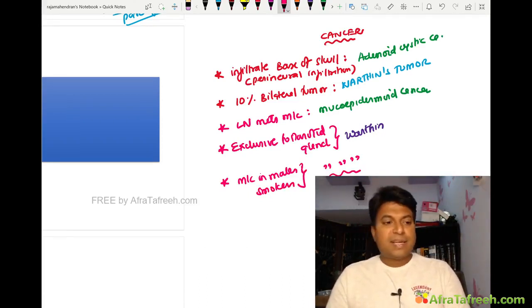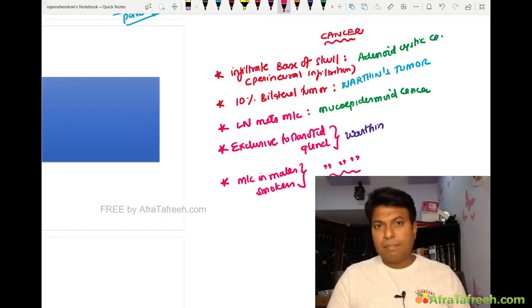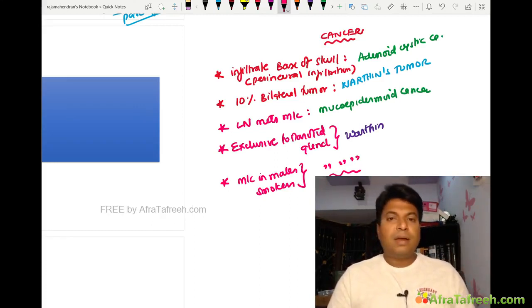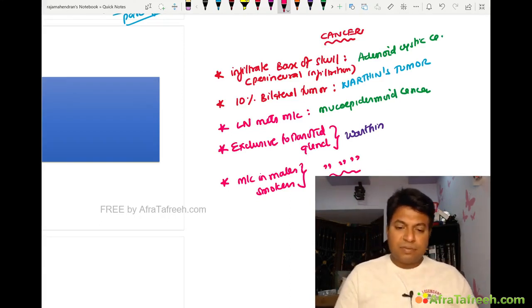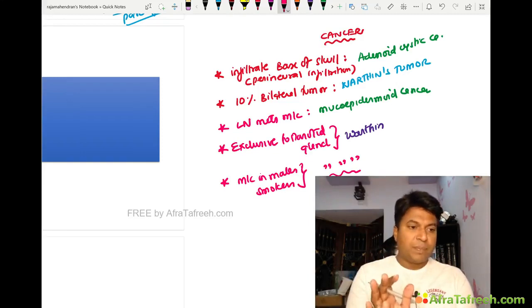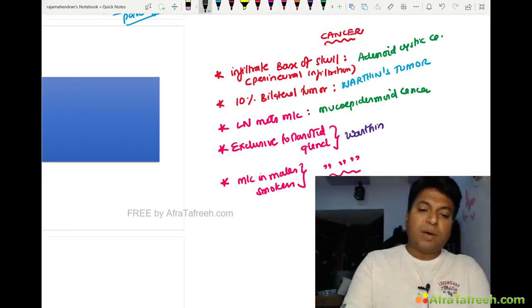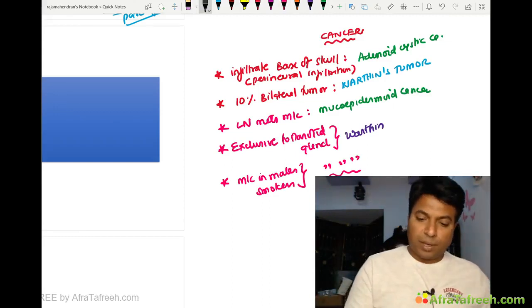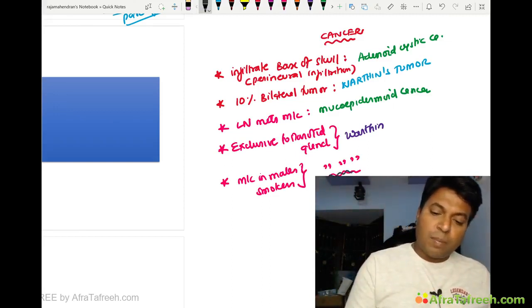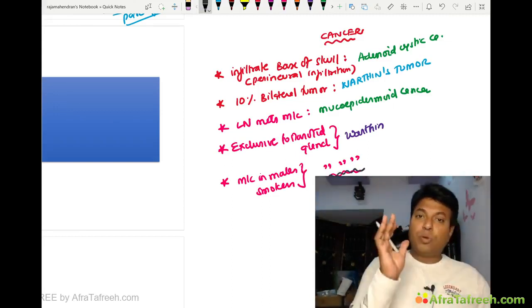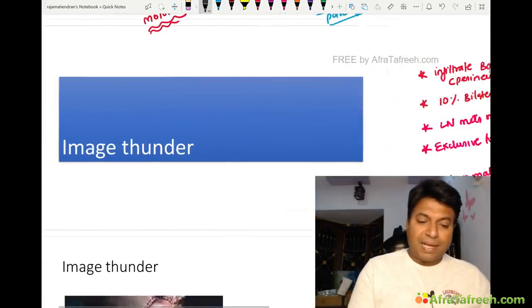So adenoid cystic cancer can happen in any gland. It can happen in parotid gland. It can happen in submandibular gland also. Anywhere it can happen. The question is different. I am not asking which gland, which tumor is common. I am not going to that. I am asking what are the features of each tumor. MCQs from each tumor I am telling you here. So Warthin's tumor is most common in male smokers and exclusive to parotid gland. It is 10% bilateral. Okay.